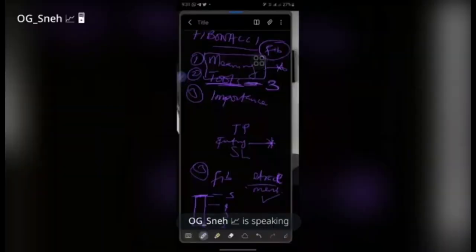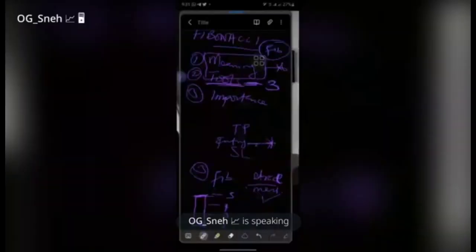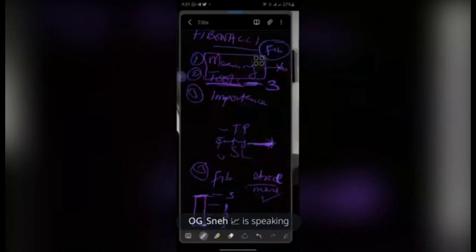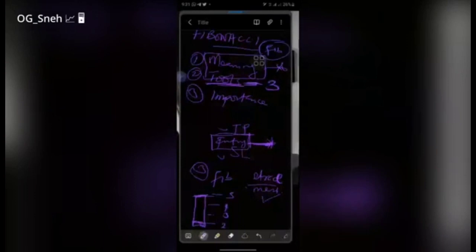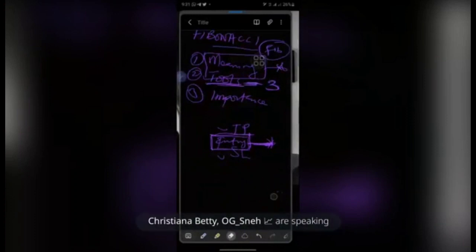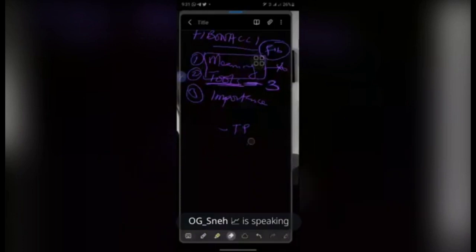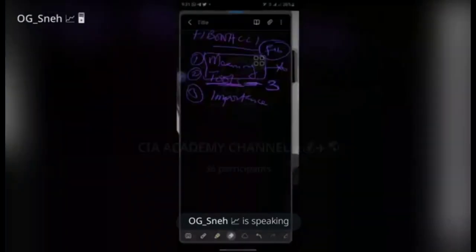Since entry is very paramount and is very good and it should be what we strive towards, rather than take profit and stop loss, we are going to focus more on the word entry. And which tool do we use for entry? Fibonacci retracement. So we use the Fibonacci retracement. We are going to focus more on the Fibonacci retracement.